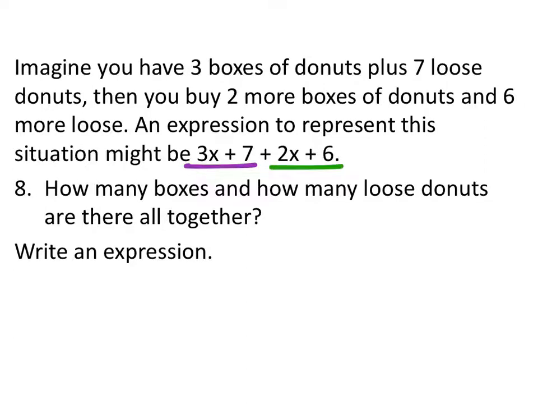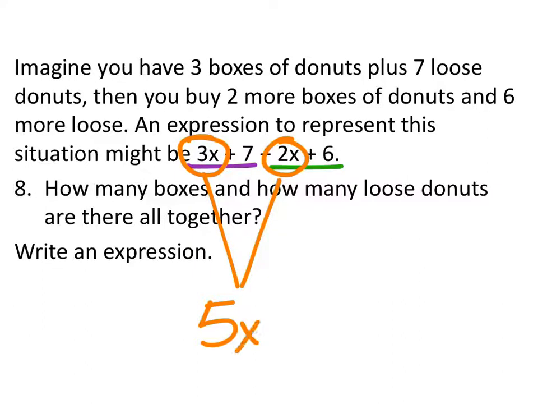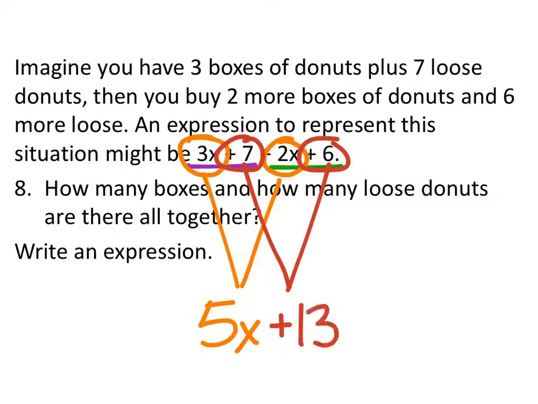Now, number 8 says, how many boxes and how many loose donuts are there altogether? Write an expression. Well, just in terms of boxes, we got the 3 boxes and these 2 boxes, which would combine to be 5 boxes. It did say to write an expression, so I'm just going to write 5 times x, because x is the number of donuts in the box. And then also, you got the loose donuts, these 7 and these 6. If we combine those, that'd give you another baker's dozen, 13. So this expression simplifies the original expression that they gave us.